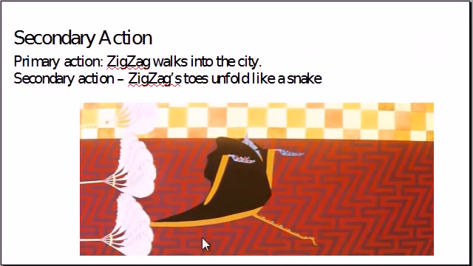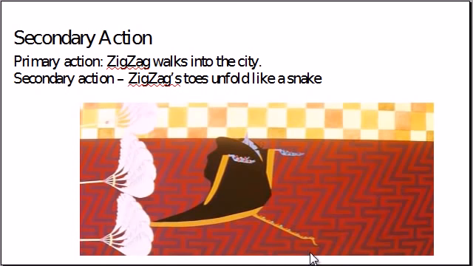Here's another example of secondary action. Here's Zigzag marching into the city, again a scene that I animated, and if you watch it very closely, you'll see that Zigzag's toes are kind of unrolling and unfolding like a sort of nasty little snake. They've got this horrid little snake motion, which was actually animated by my father, who went on top of my drawings in this case, and he did the little snake-like motion on the toes.